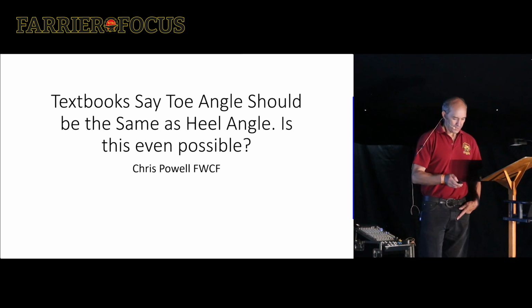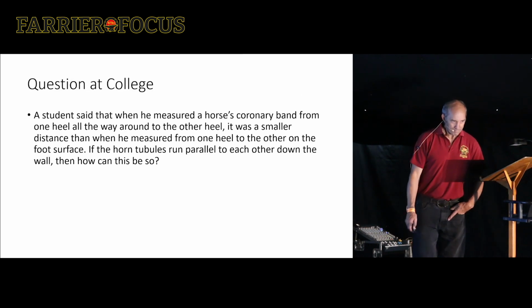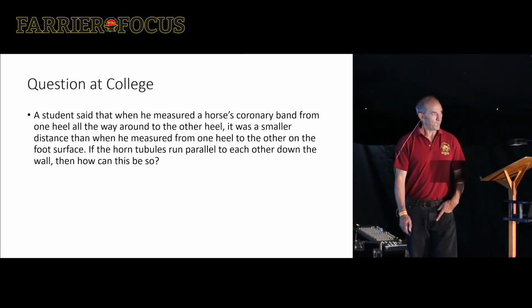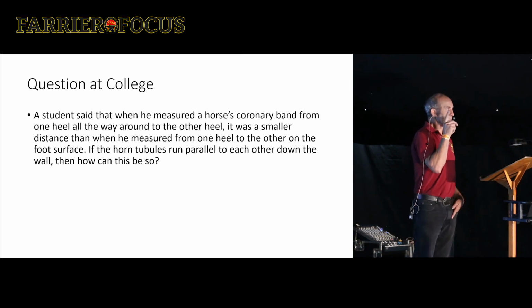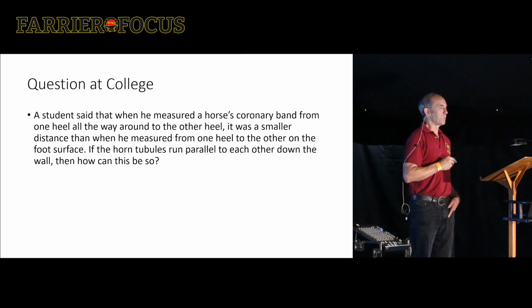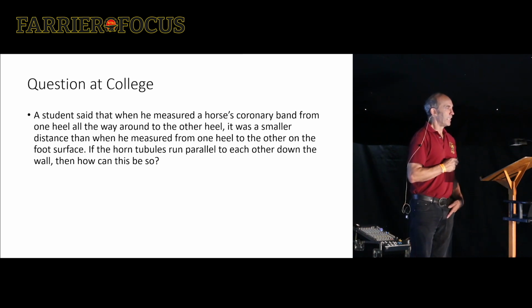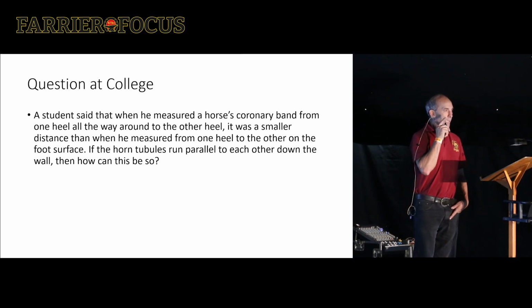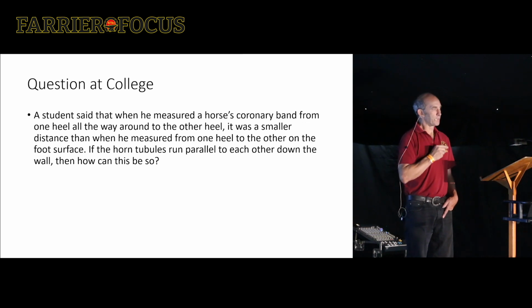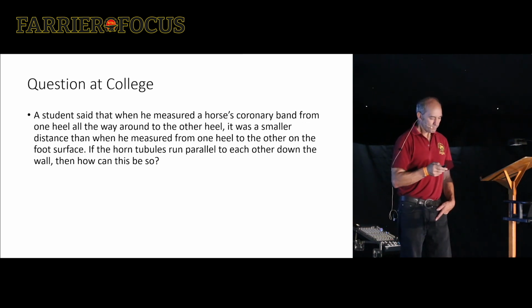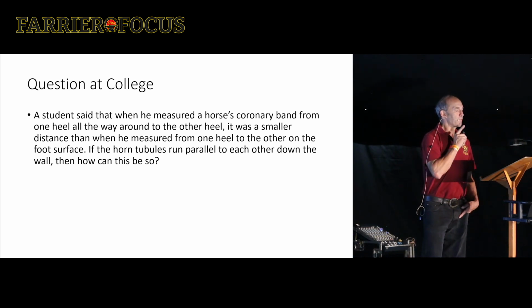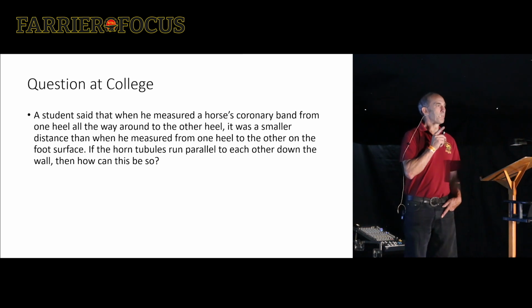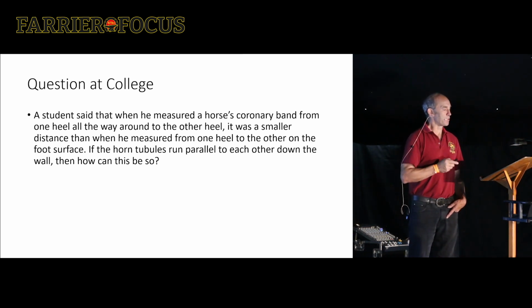And the question he asked was, if you measure around the coronary band from the bulb of the heel around to the other bulb of the heel, and then you measure from the point of heel around the foot surface to the other point of heel, you get two completely different measurements. If the horn tubules run parallel from top to bottom, how come the measurement is different at the bottom than it is at the top?